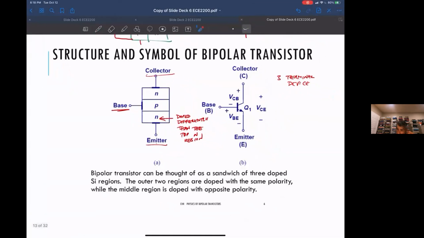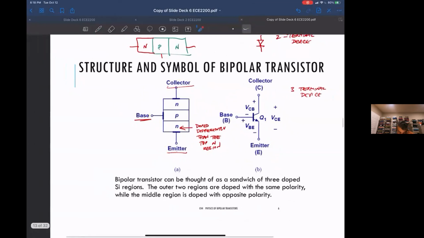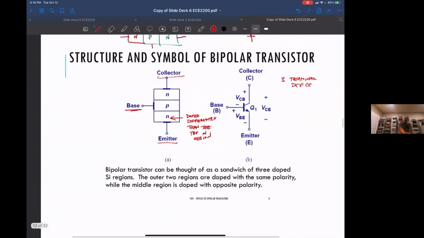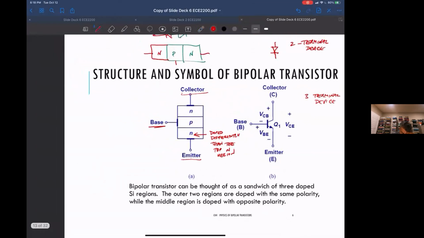Okay, what else do I want to say? The other thing is that there's another type of bipolar transistor. This is one type of bipolar transistor. It's called the NPN bipolar transistor.